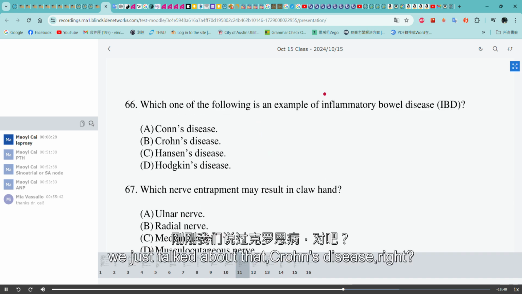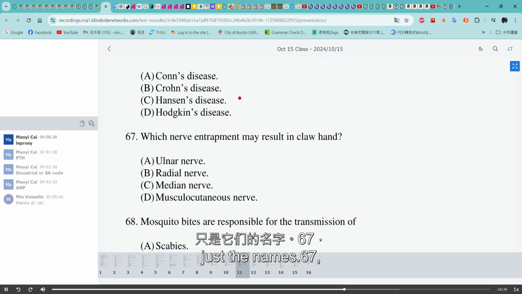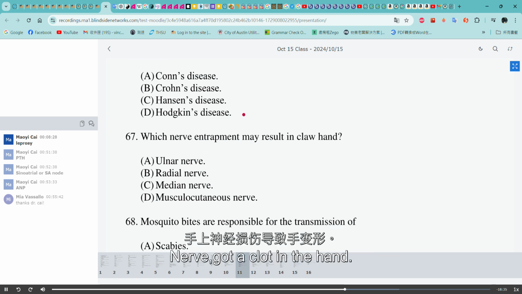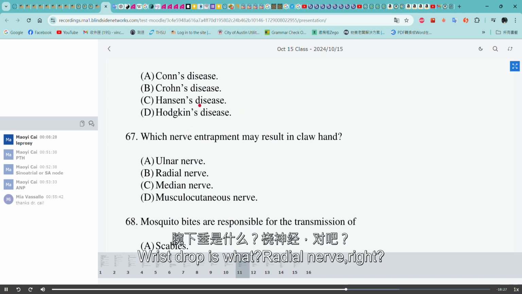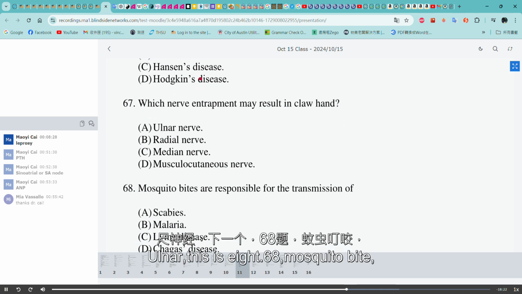IBD. We just talked about that, Crohn's disease, right? Crohn's is IBD. Also with the ulcerative colitis, right? That's just the names. 67. You have a nerve entrapment. Nerve got caught in the hand. Claw hand. Claw hand is which nerve? Ulnar nerve. We talk about that, right? Ulnar. Wrist drop is what? Radial nerve, right? Radial nerve. Ulnar, this is A.